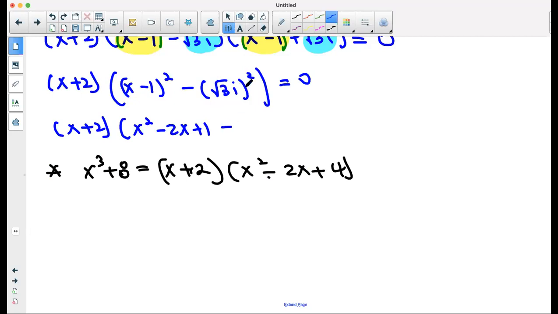Minus, how about the second one? What is radical 3 squared? 3. What's i squared? Negative 1. So this one is negative and this one is negative, which makes it positive plus 3. Wait a minute, guys. Can you see that this is in fact identical to this one?